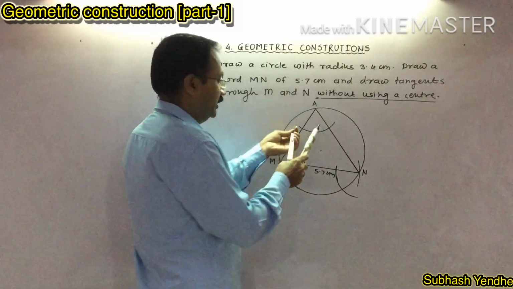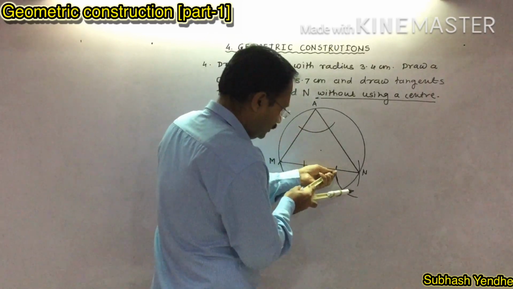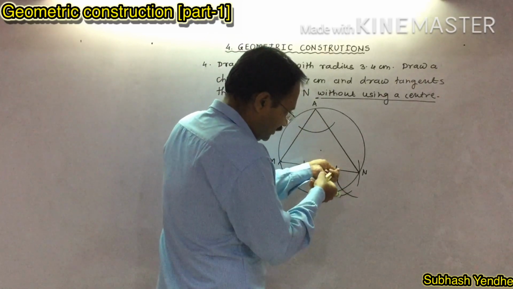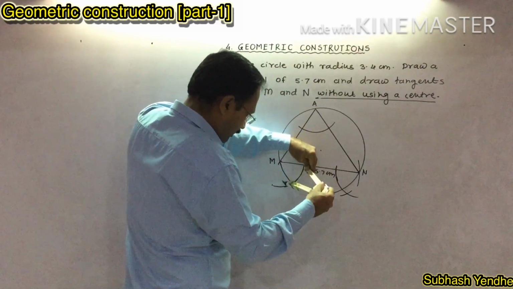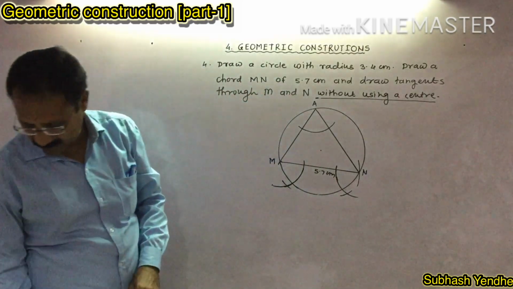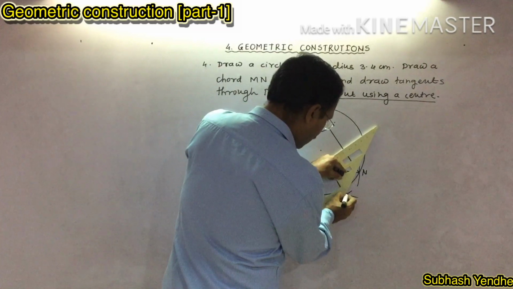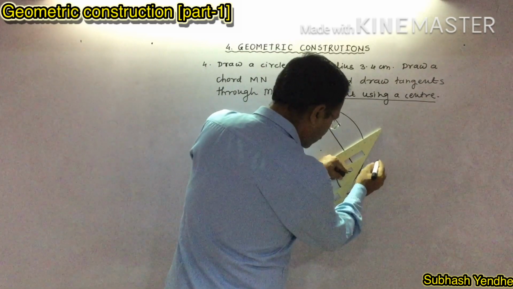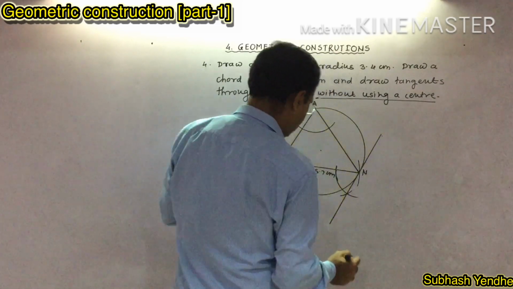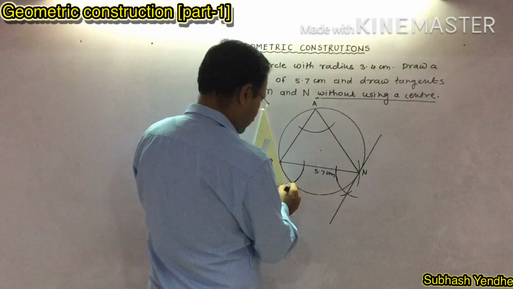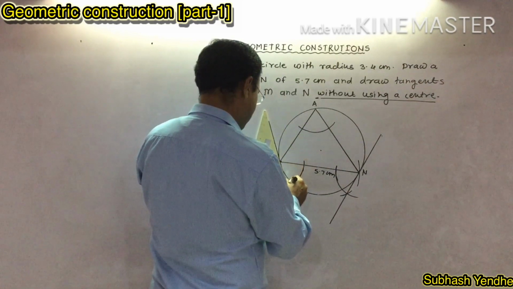Now what you have to do? Take the distance between these two arcs. Put it here on the line and make the arcs here. Same. Put it on this line and make the arc. So you get the arcs. Now you have to join these arcs and that point. This arc with the point N, so you will get the tangent here. This is the tangent, and then again put the point. Here you will get the another tangent.